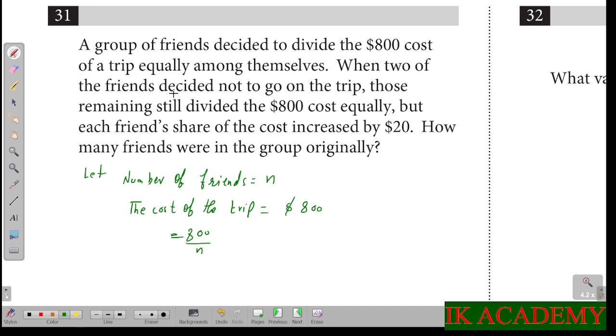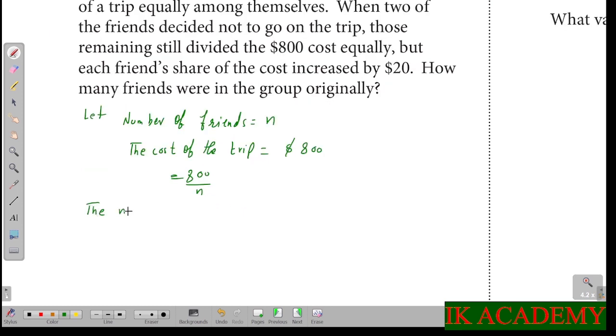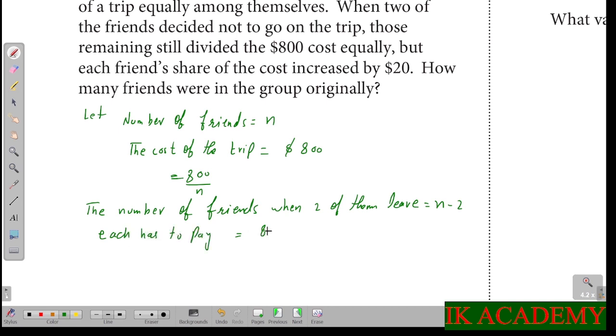Two of the friends decided not to go on the trip. It means the number of friends when two of them leave will be equal to n minus 2. So we will subtract 2 from the total number of friends, and we'll get the number of friends when 2 leave. Now each has to pay 800 divided by n minus 2.